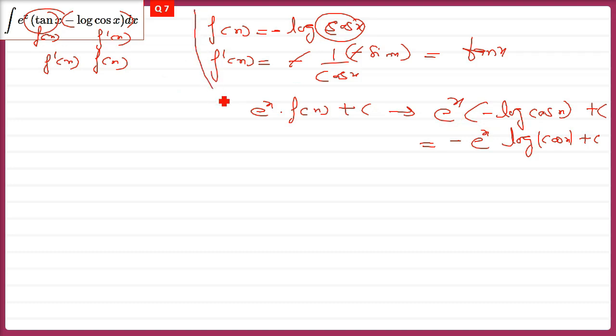But if this question demands more explanation or this question carries more marks, then what you will do? You will assume e raised x f(x).